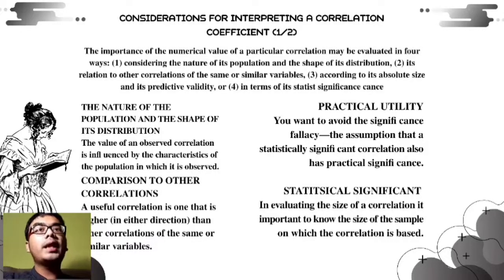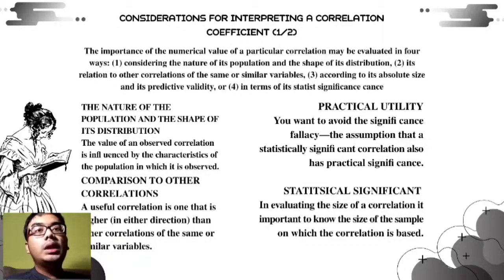On this occasion, I will explain about the considerations for interpreting a correlation coefficient. The numerical value of a particular correlation might be evaluated in four ways. Number one is considering the nature of its population and the shape of its distribution. Number two is its relation to other correlations of the same or similar variables. Number three is according to its absolute size and predictive validity. Number four is in terms of statistical significance.